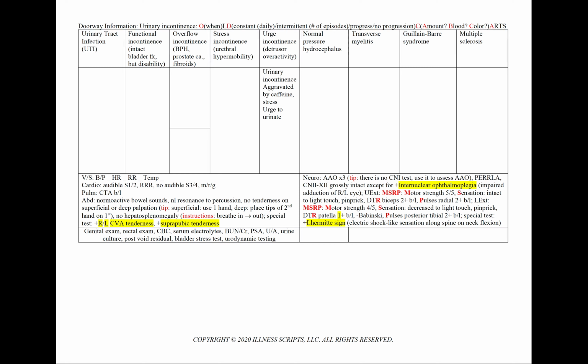to urinate. In normal pressure hydrocephalus, we'll see the mnemonic wet, wobbly, and wacky for urinary incontinence, gait disturbance, and a confusion or memory loss. And we'll add to our workup a CT of the head.